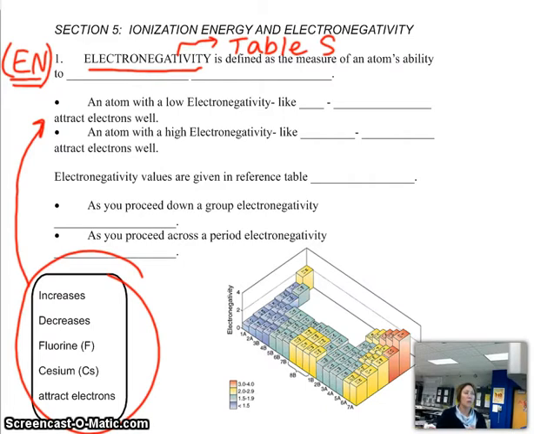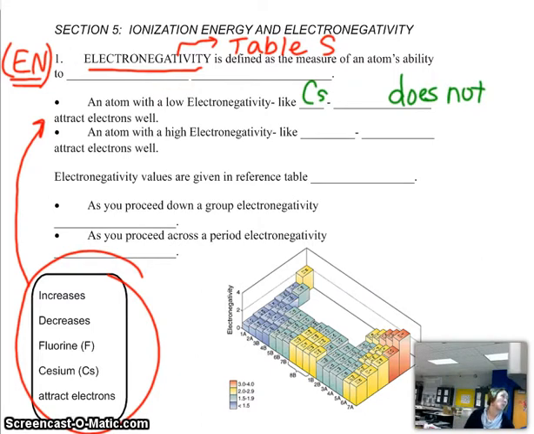Non-metals are really good at this. Metals are not. That's why I say metals are ugly and non-metals are handsome. Metals do not attract electrons very well. They don't have a good ability to attract their own electrons, let alone someone else's. Non-metals do. So an atom with a low electronegativity, like a metal like cesium, Cs, does not attract electrons well.